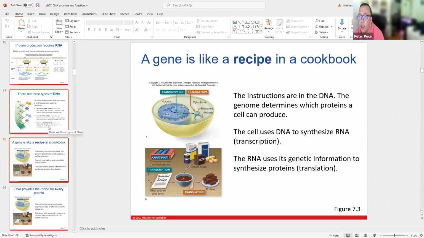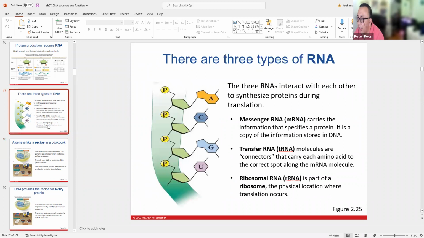There are three types of RNA: messenger RNA, transfer RNA, and ribosomal RNA. Those are differences, but we'll talk more about them specifically when we actually do the process.